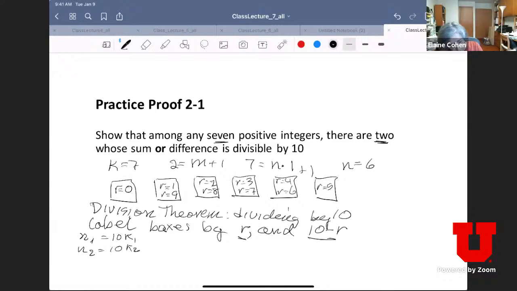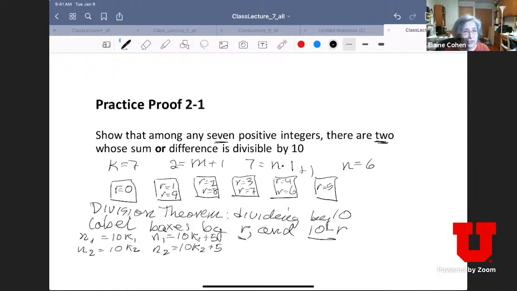The next easy one to do is if it's remainder 5. That's a single remainder by itself. In that case, N1 will equal 10 times K1 plus 5, and N2 will also have to equal 10 times K2 plus 5. So again, I'm leaving the rest of the work to you because I don't have room here. But if I add them or subtract them, I'm going to have 10 times some sum or difference, and the 5s will either add to 10 or subtract from each other and be 0.